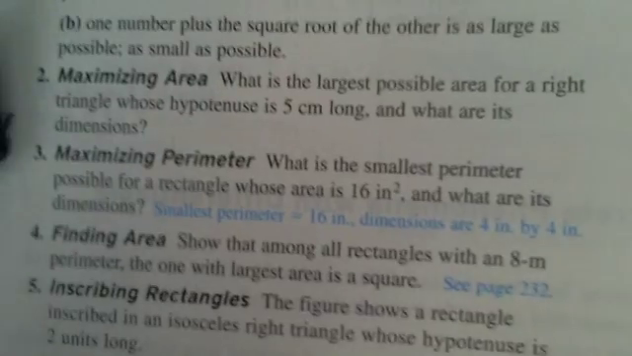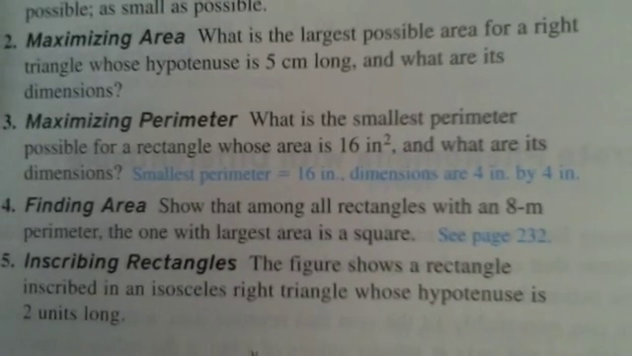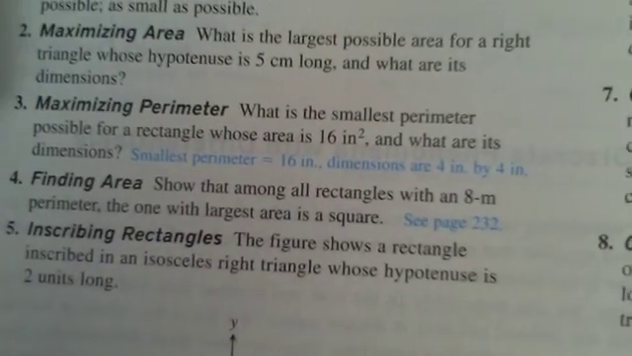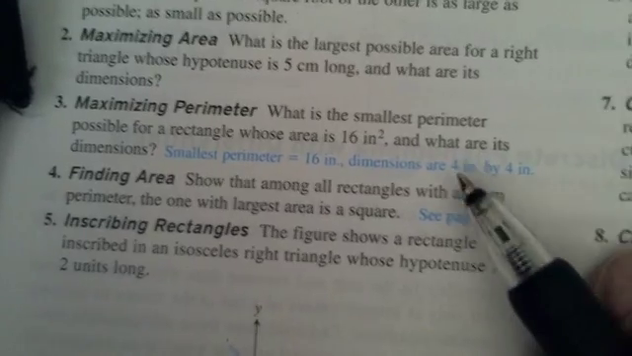Number 3. Find the smallest perimeter possible of a rectangle whose area is 16 inches. What are the dimensions? Yes, it's the teacher's edition. It's got the answer there. And who would have guessed it? It's a square.